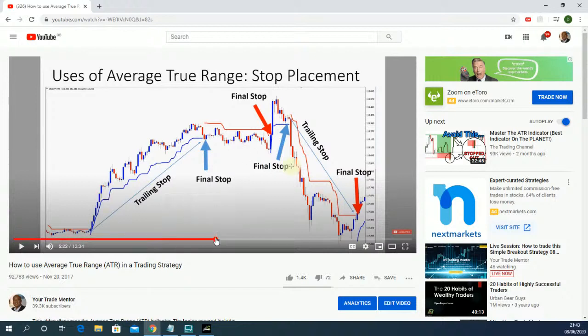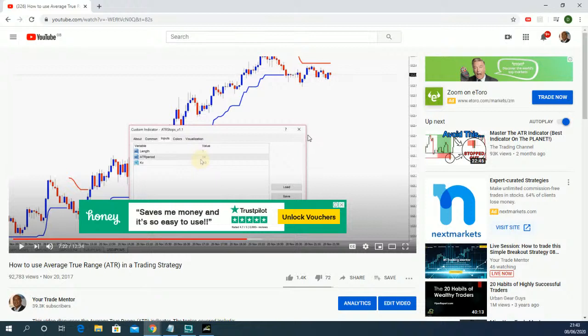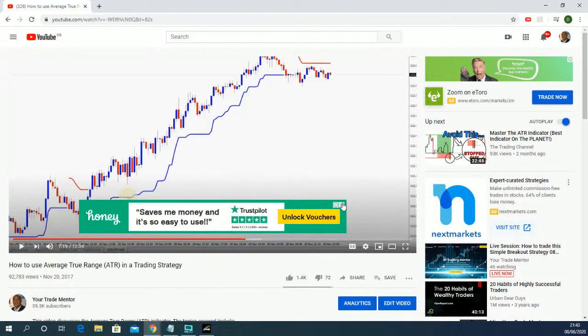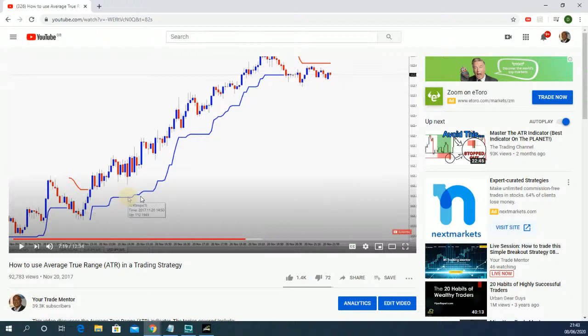So this is another example. That's the ATR. It's like Supertrend. This one is called ATR.